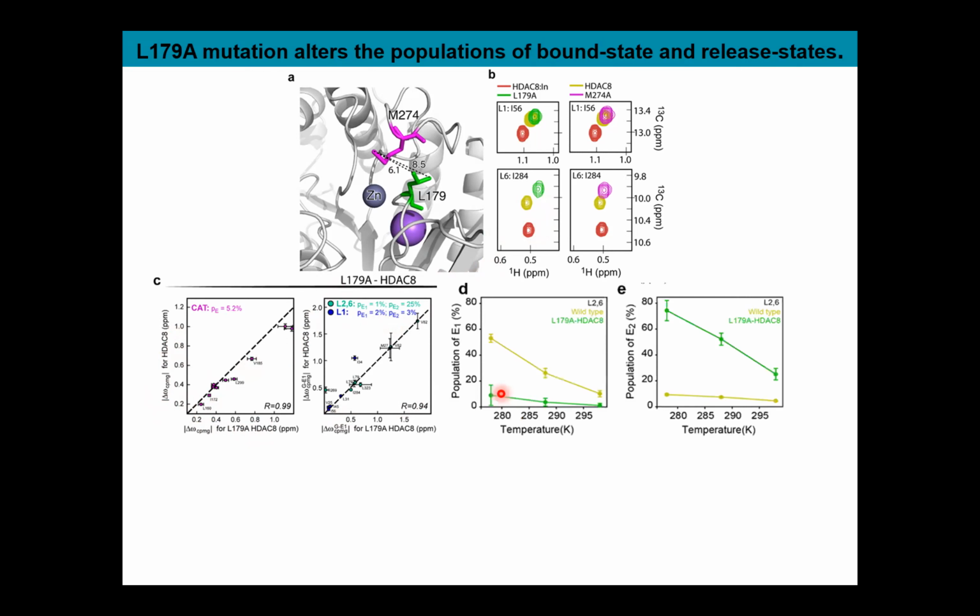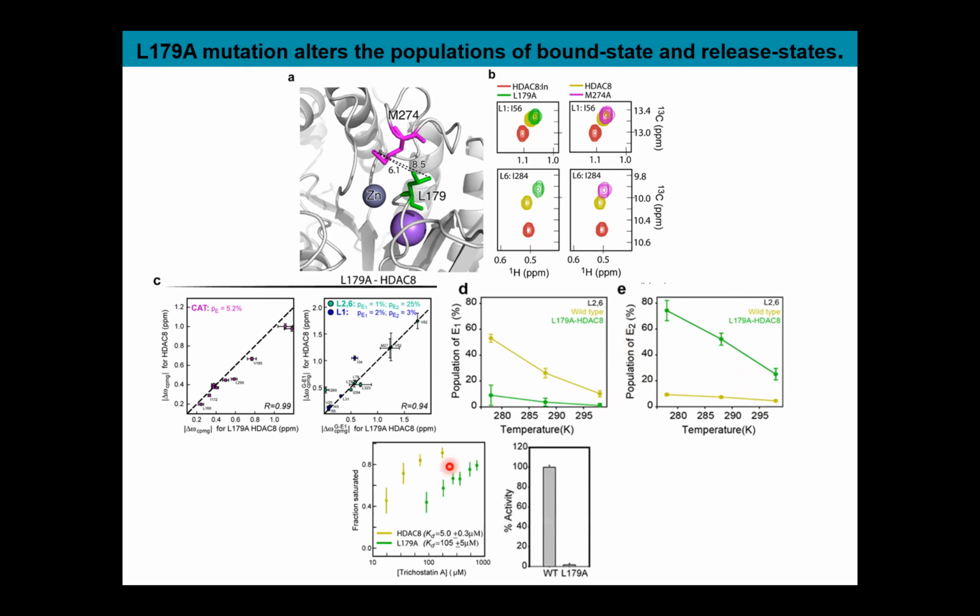But along with that, I found a big change in the population of my excited state 1 and excited state 2. I found a decrease in the population of excited state 1, that is the bound state, while I found an increase in the population of my excited state 2.